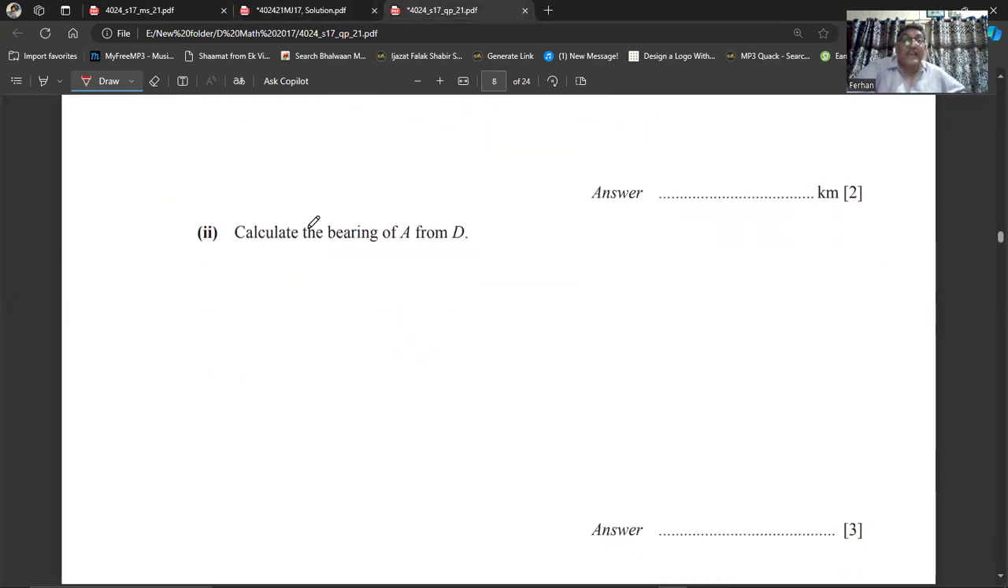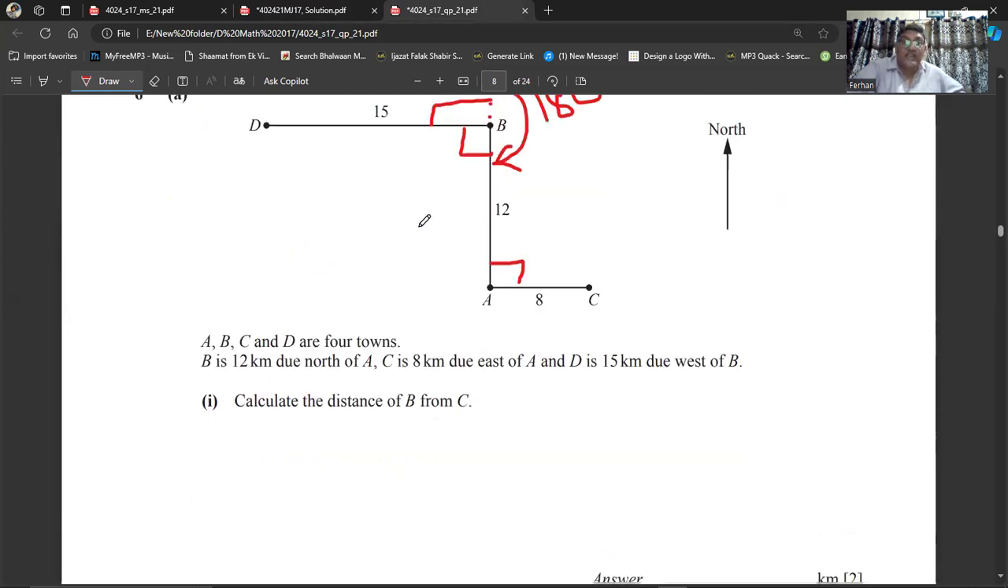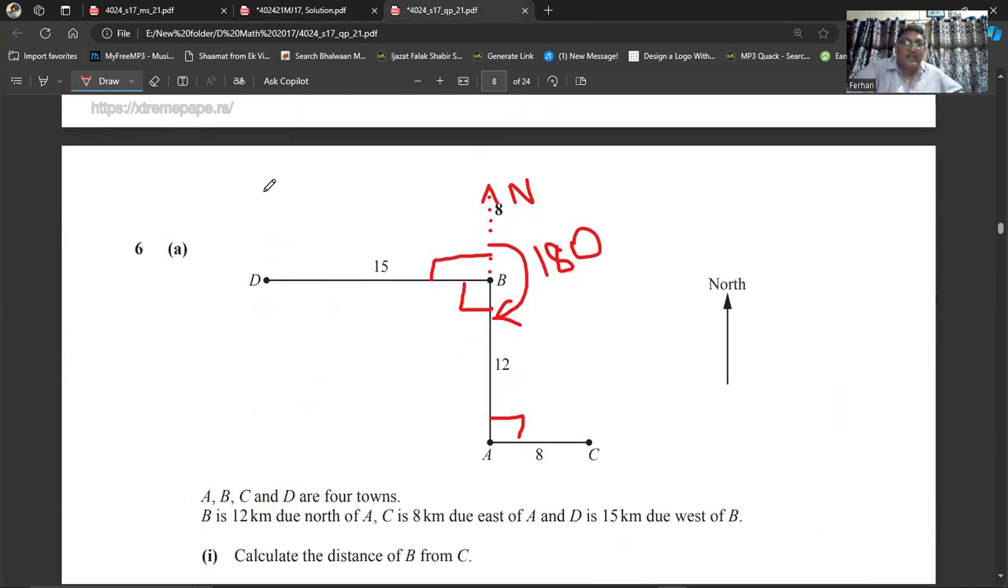Calculate the bearing of the A from D. A from D means if you draw a north here, A from D. And this is the line joining the A and D. So basically their question is find this angle. So I need to know this angle, for example. I need to know this angle. I know that this is 90 degree. In 90 degree, I will add up this angle. And that will be the bearing of the A from D.